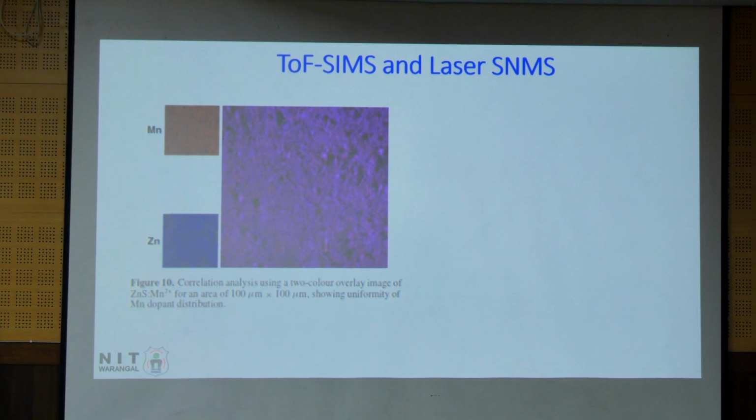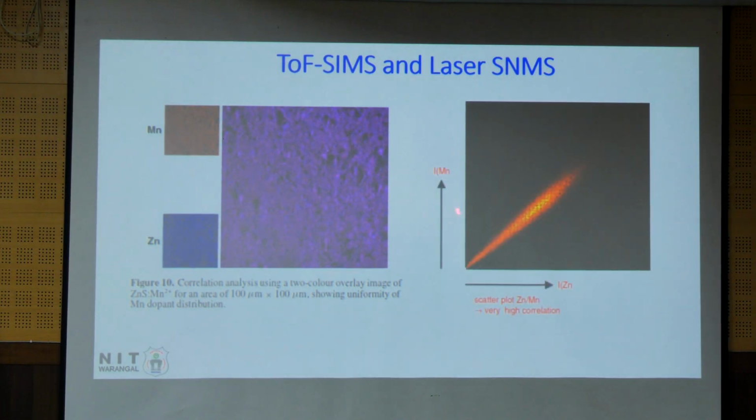In the same system there is something called correlation analysis. Suppose you assign maroon color to manganese and some blue color to zinc, and the overall sample looks like this, a mixed color. If it is showing a mixed color, that means the distribution of the dopant, manganese, is uniform, so manganese has been very uniformly dissolved. If you take a manganese versus zinc spectrum, it shows like this. This you can do only with laser TOF SIMS.